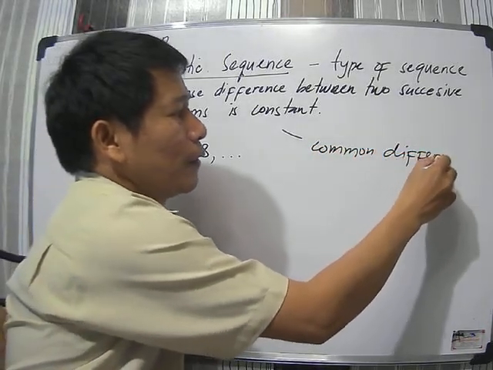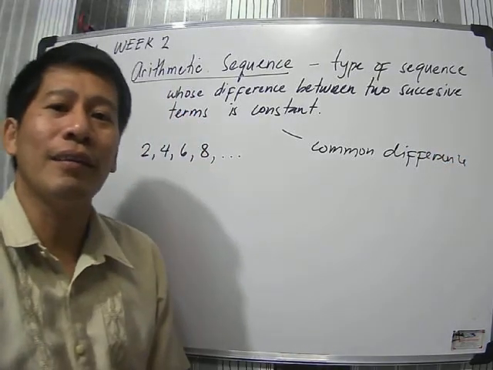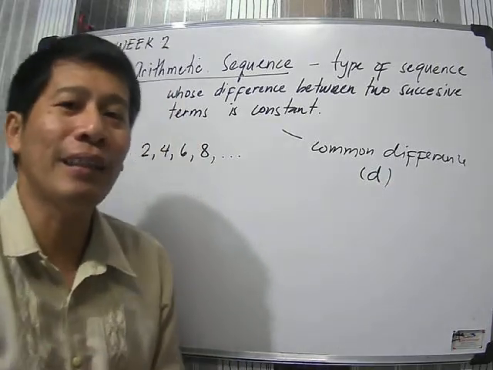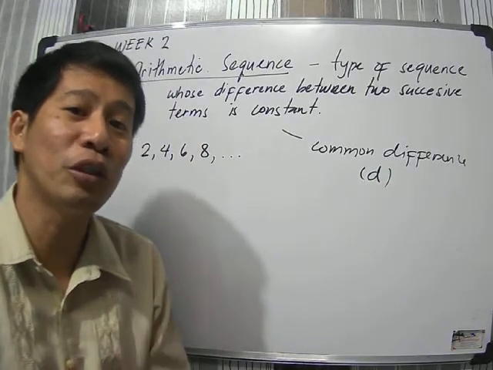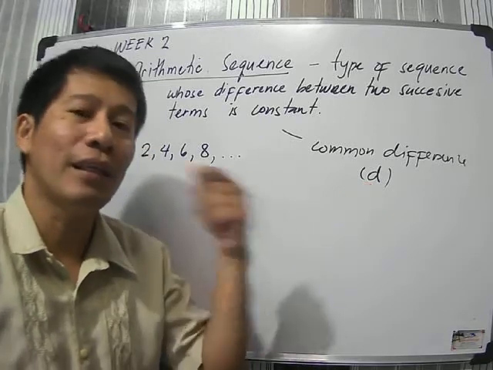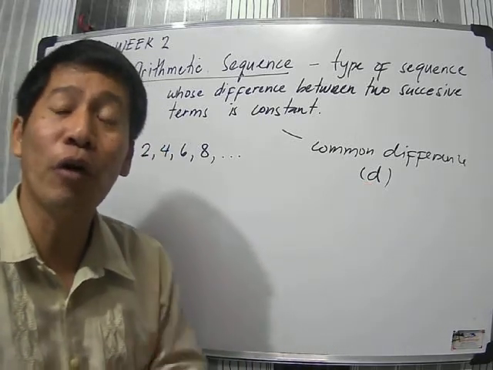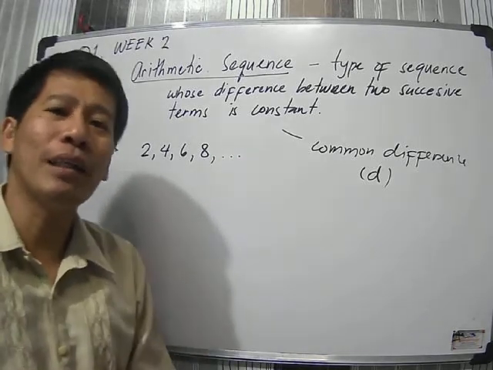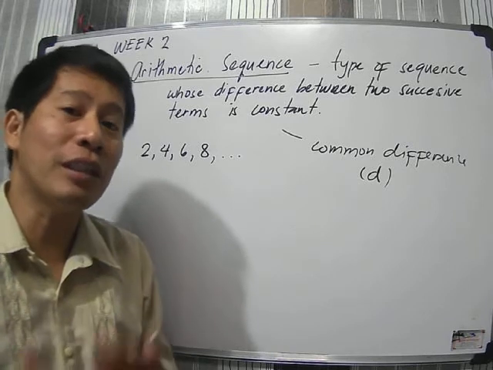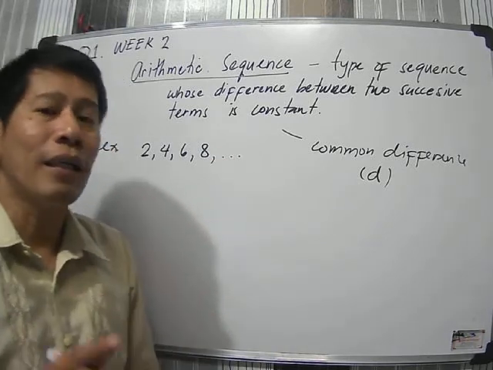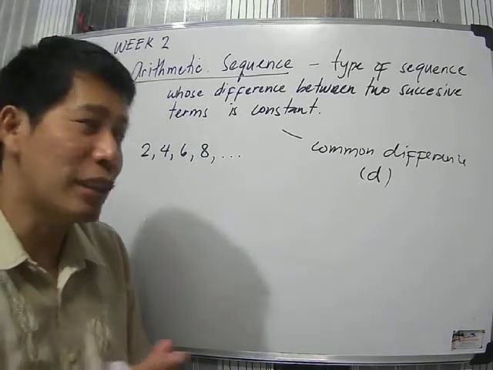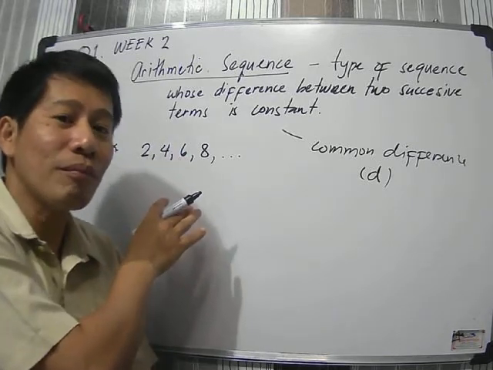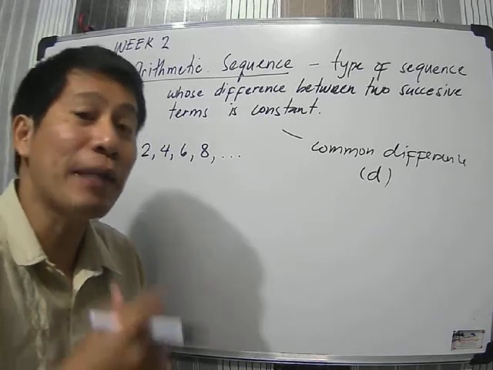Okay? And that is denoted as small letter d. So, tandaan ha, sa mga discussion natin sa module ninyo, yung small letter d, that is our notation for the common difference in an arithmetic sequence. Sa madaling salita, ang isang sequence can be considered an arithmetic sequence if you get the difference or pag sinubtract natin yung any two successive terms natin, we always get the same number.